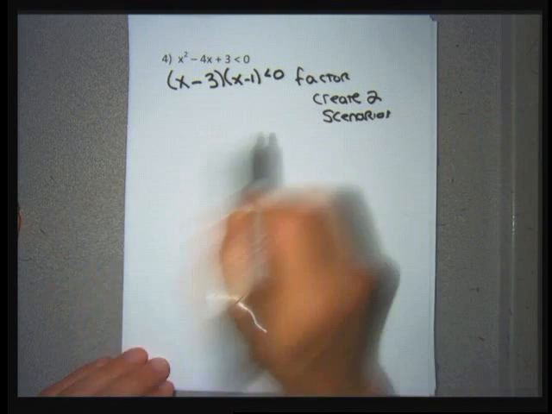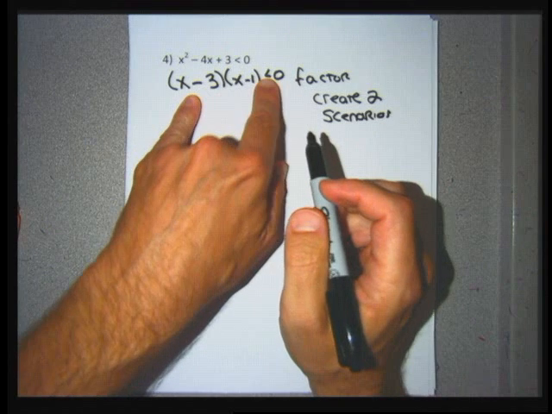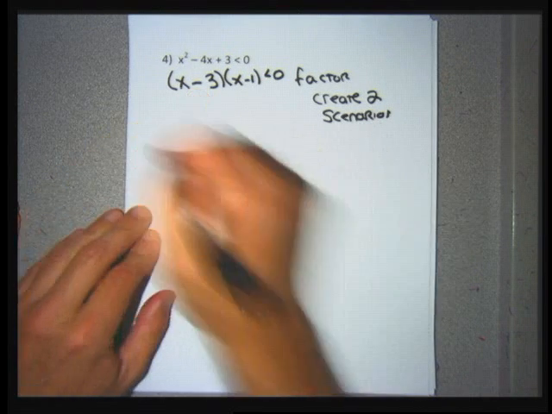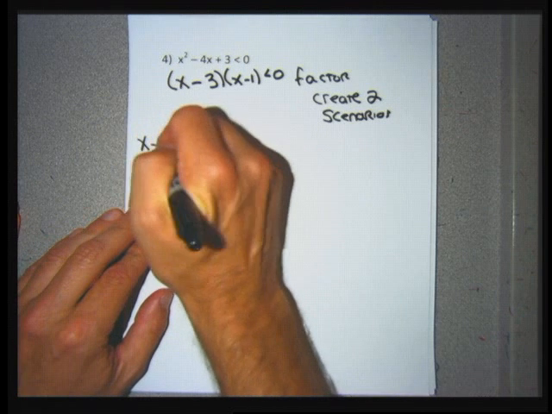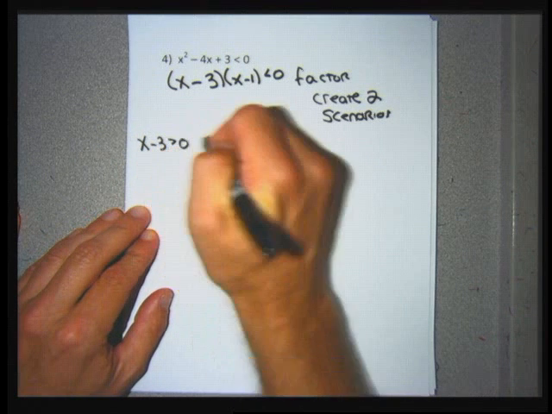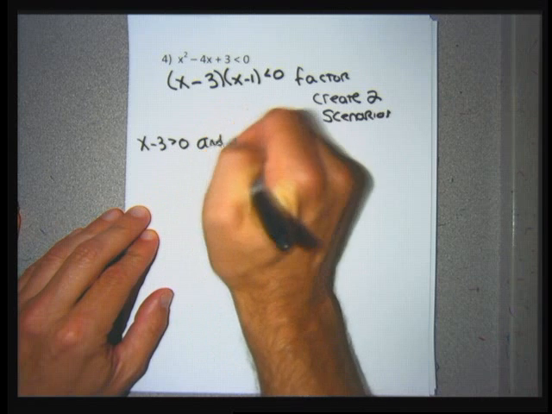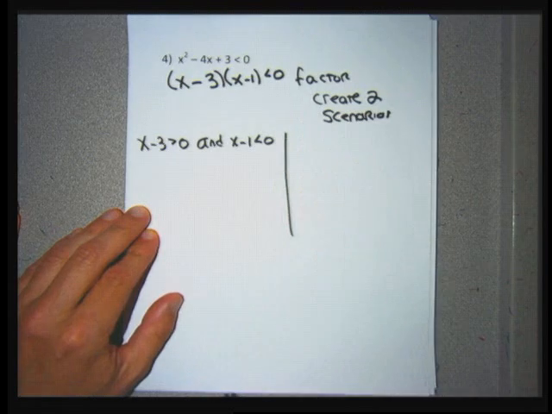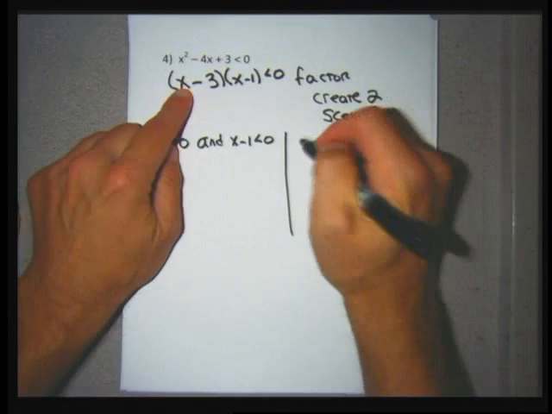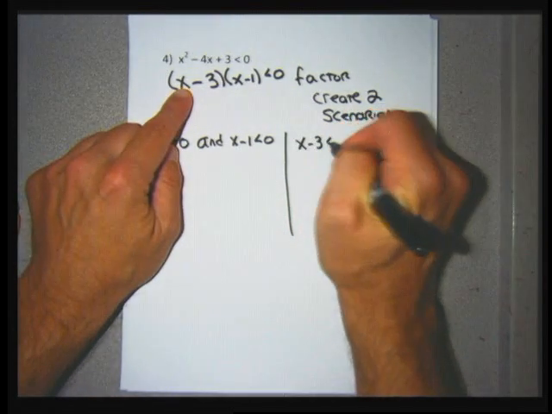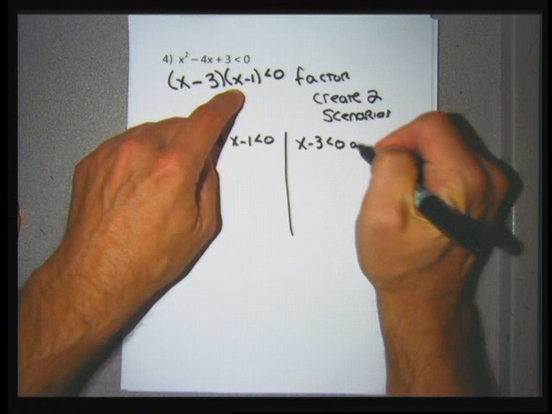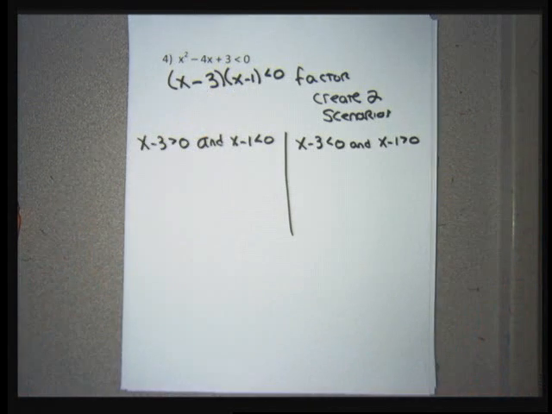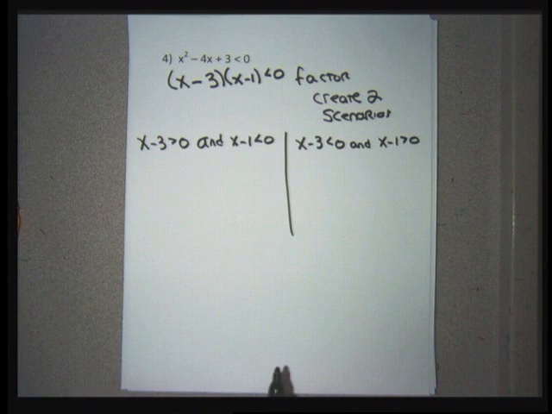The two scenarios, because I'm multiplying these two numbers and getting a negative number, a number less than 0, is they have to have opposite signs. One scenario that would work is that x minus 3, the first factor, is positive, and x minus 1, the second factor, is negative. The second scenario that would work is if the first factor was negative, that's x minus 3 less than 0, and the second factor was positive, that is x minus 1 greater than 0. I'll solve these, graph them, and figure out what my solution is.